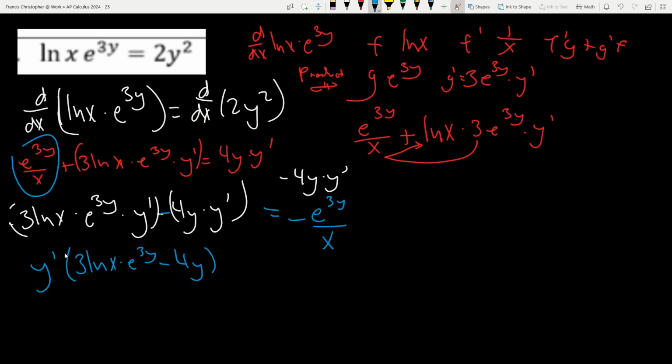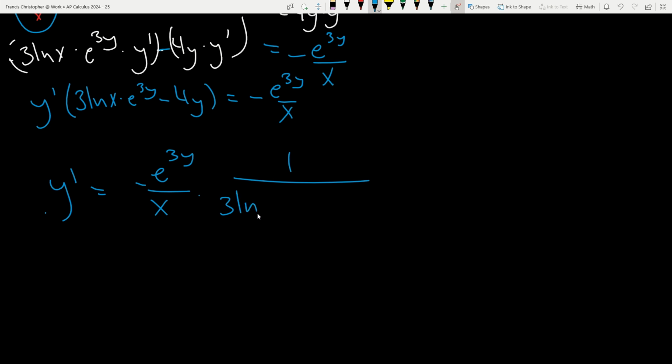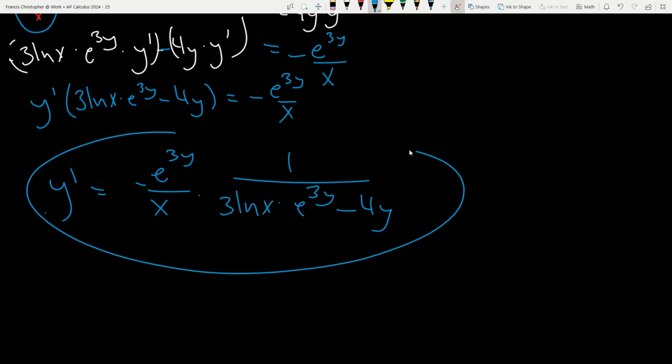If you want to prove to yourself that this is correct, distribute this out, and you should get the same thing. Equals negative e to the 3y over x. And then simply divide everything by this giant horrible mess. So y prime equals negative e to the 3y over x times 1 over, because we're dividing, 3 ln x e to the 3y minus 4y. And that should be your answer.